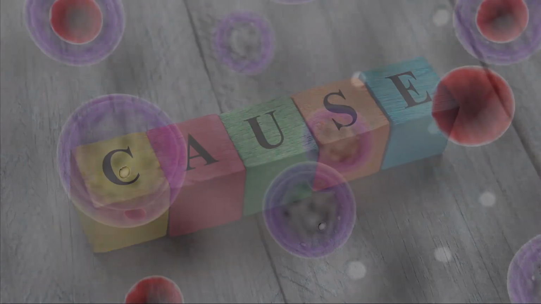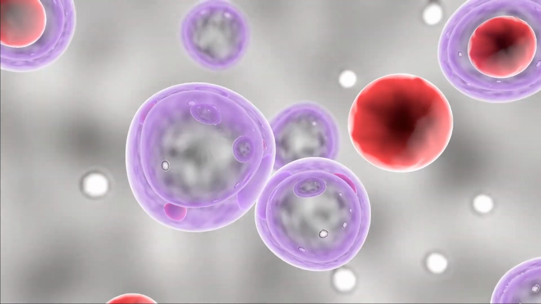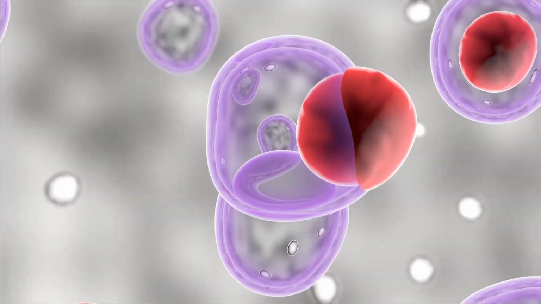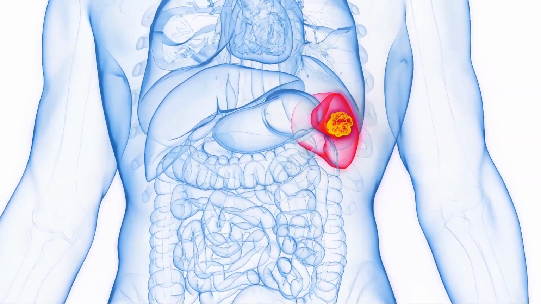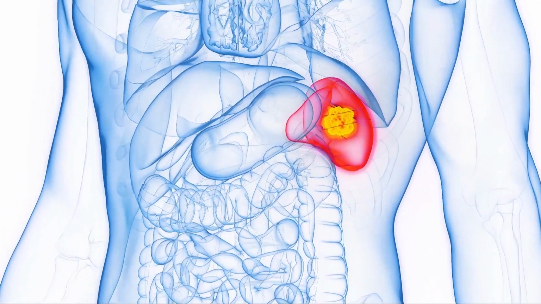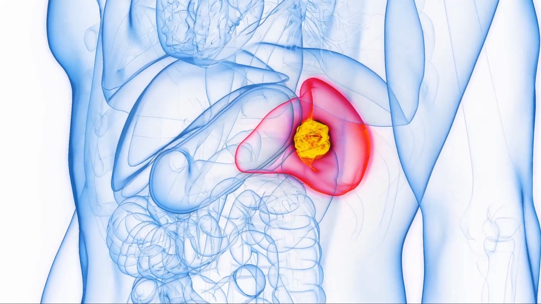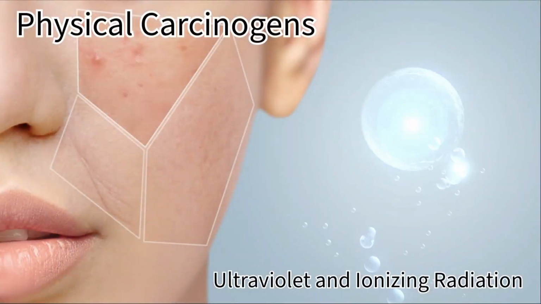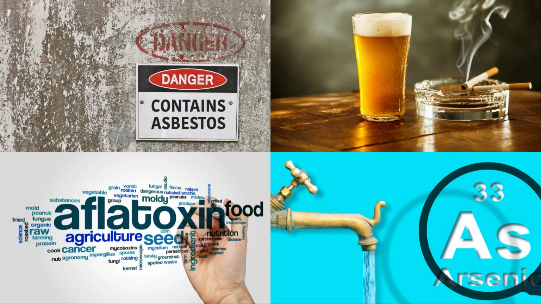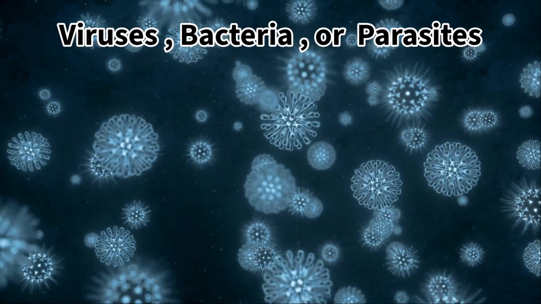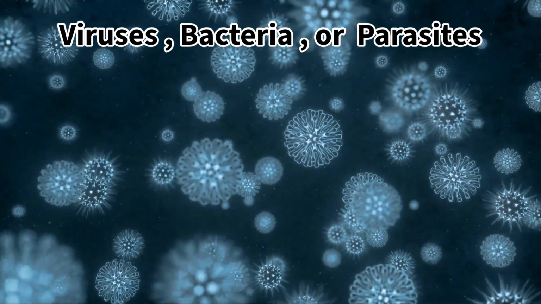Causes. Cancer arises from the transformation of normal cells into tumor cells in a multi-stage process that generally progresses from a precancerous lesion to a malignant tumor. These changes are the result of the interaction between a person's genetic factors and 3 categories of external agents, including physical carcinogens, such as ultraviolet and ionizing radiation, chemical carcinogens, such as asbestos, components of tobacco smoke, alcohol, aflatoxin, a food contaminant, and arsenic, a drinking water contaminant, and biological carcinogens, such as infections from certain viruses, bacteria, or parasites.